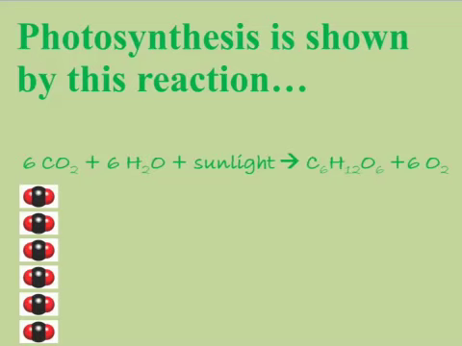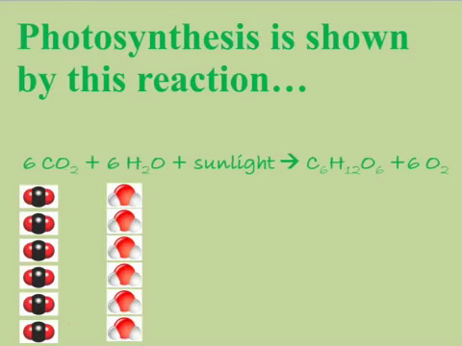So when we see 6 carbon dioxide molecules, what that means is that there are 1, 2, 3, 4, 5, 6 carbon dioxide molecules. So we know what carbon dioxide looks like. That 6 tells us there are 6 of those molecules. We add to that 6 water molecules. So again, 1, 2, 3, 4, 5, 6 water molecules. So we take our 6 carbon dioxide molecules and our 6 water molecules, and we're going to combine them with some sunlight.